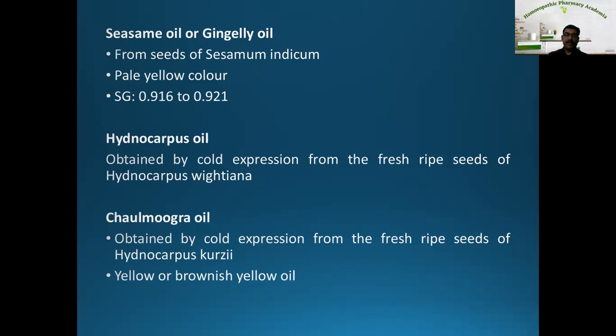Now the properties of sesame oil: the color is pale yellow, odor is faint, bland taste, it is thicker than other oils, thick in consistency, it is slightly miscible with water, but it is miscible with solvent ether and chloroform.